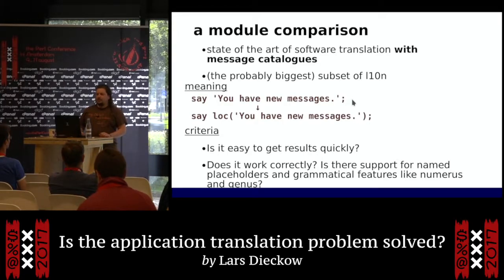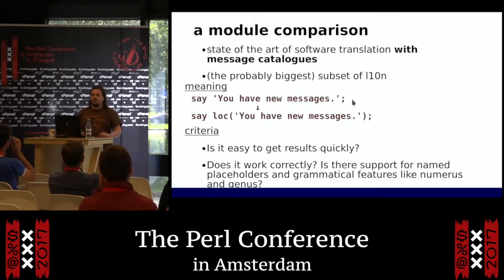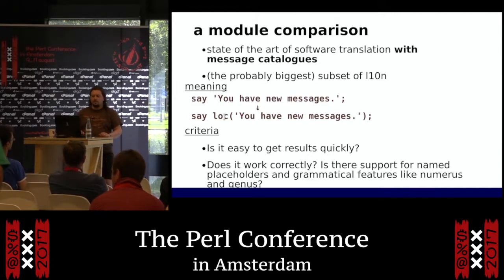My talk is about the state of the art of software translation with message catalogs, which is the biggest part of localization. The other part is a rather small part, like adapting date formats or currency formats and stuff like that. So in code, this means you have a string like that in your original language, let's say English. Then you wrap it in a function, and then this one will take care to take the desired user-facing language and look it up in a sort of catalog, which can be a file or something else.